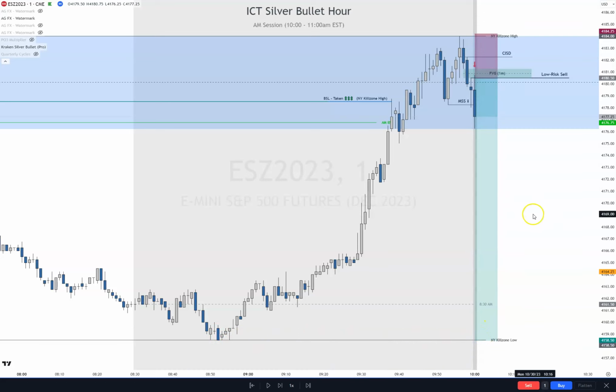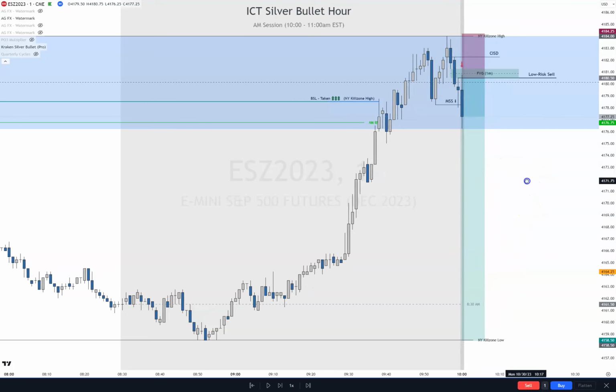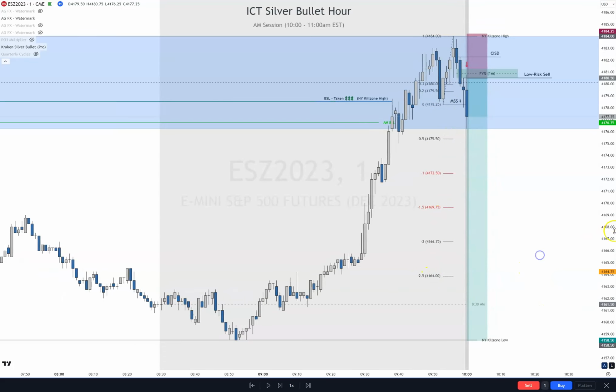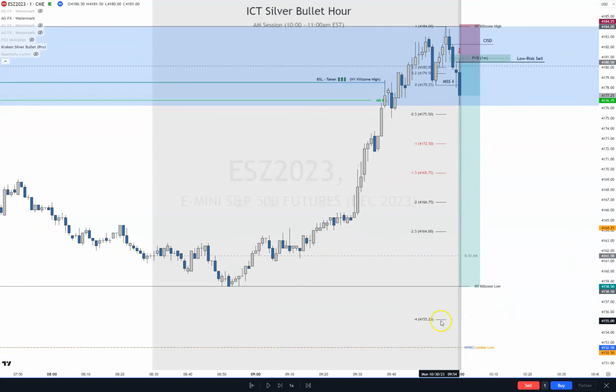Now, for a market maker sell model, we can pull our fib from the high to the low of the manipulation leg for the sell model. So let's do that from the high to the swing low that took liquidity. So there's your manipulation leg. And let's see, 2.5's here. Let's like this. And 4 is here.